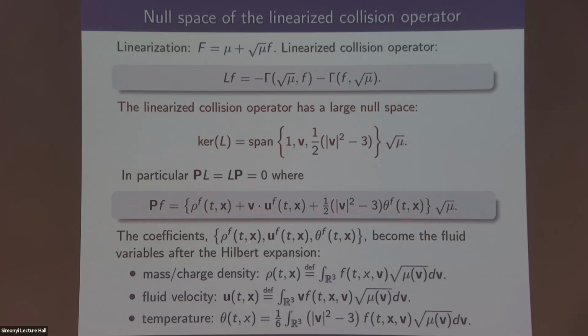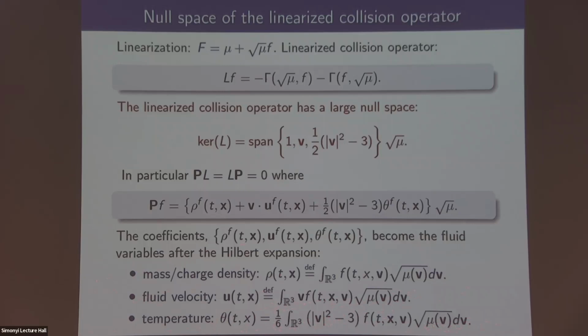The coefficients rho of f, u of f, and theta of f become the fluid variables after the Hilbert expansion that we'll do. So the mass density is rho, and the fluid velocity is u, which is the integral of v times f times square root of mu. And the temperature is theta, which is 1/6 times the integral of (v squared minus 3) times f times square root of mu over v. And so these are the fluid variables that come up.